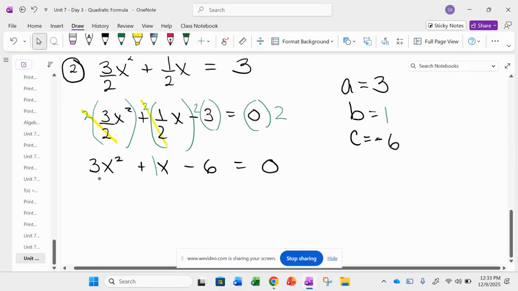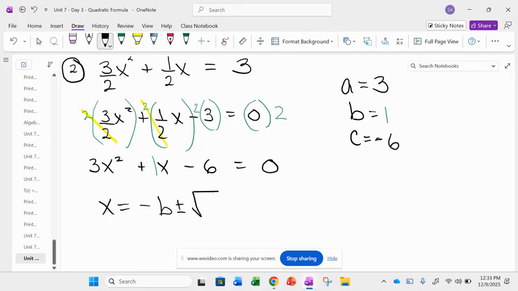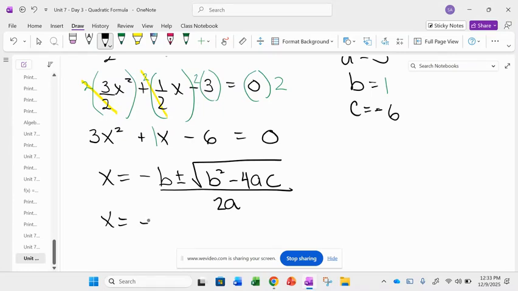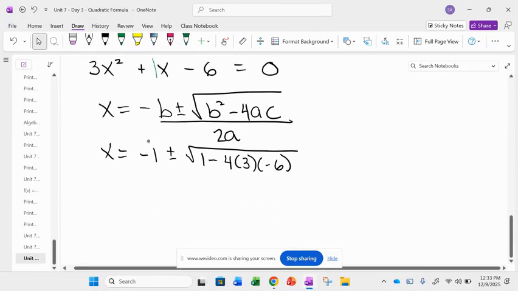So now we're just going to plug right into our quadratic formula. X equals negative b plus or minus the square root of b squared minus 4ac all over 2a. What's up? Yes. So x is equal to negative b. Well, my b is 1. Negative b will be negative 1. Plus or minus the square root of 1 minus 4 times 3 times negative 6. All over 2 times 3.